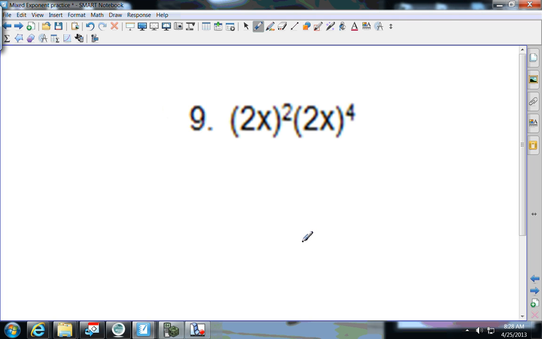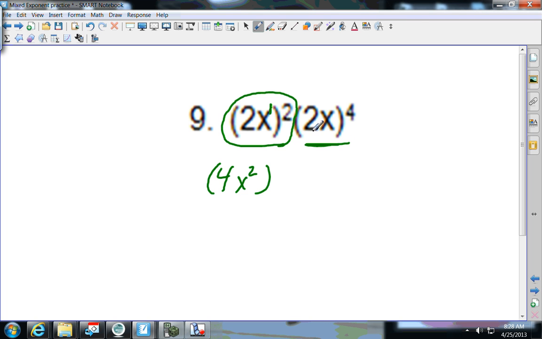There's number 9. Try number 9. First on number 9, you're going to go through and do this part first. 2 to the second power is 4. 1 times 2 is 2, so I have x squared. And I'm going to do the second part now.